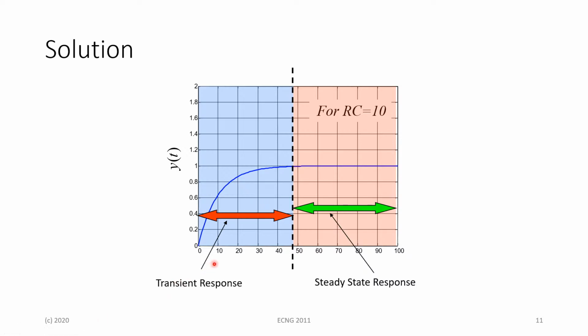So just keep in mind, our initial conditions are what we refer to as our transient response. And once we hit a steady value, this is what we refer to as our steady state response. And these terms are going to come back a little bit later on as for how we evaluate the responses of our systems.